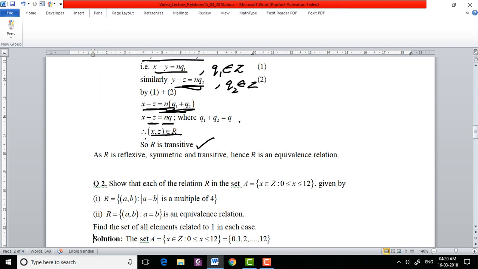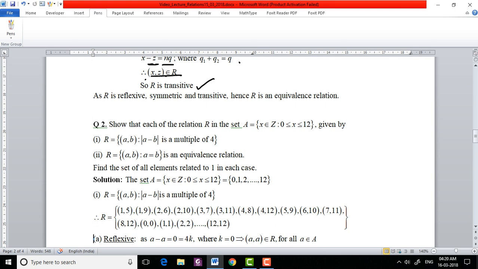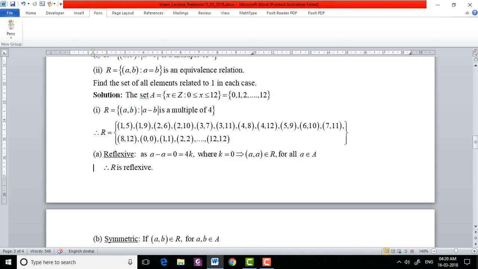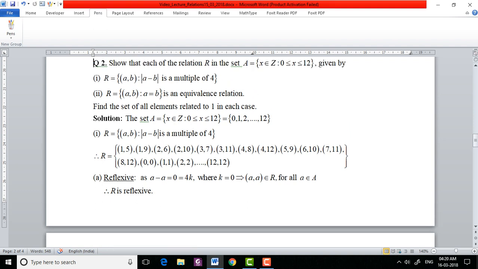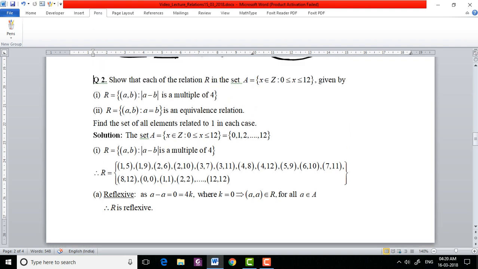We have proved that R is reflexive, R is symmetric and R is transitive, and hence R is an equivalence relation. That is what we needed to prove, and I hope all of you got the method as well as the question properly. Let us move on to the next question.